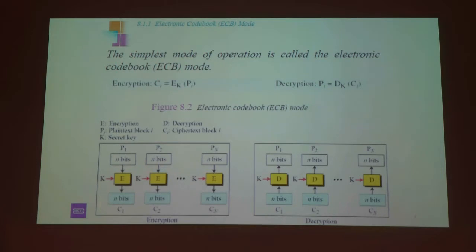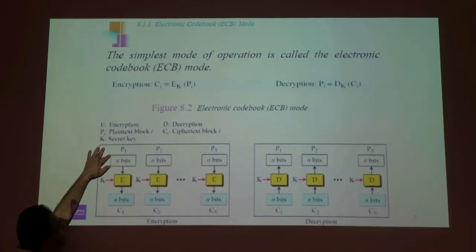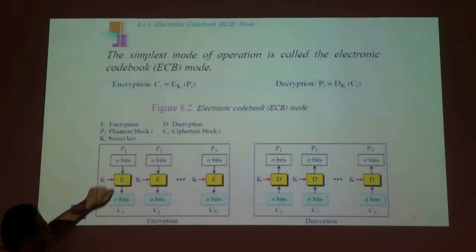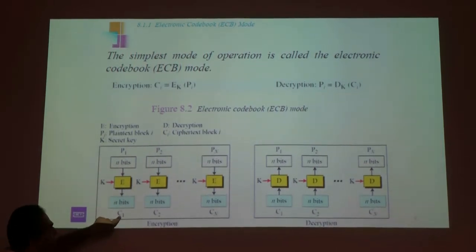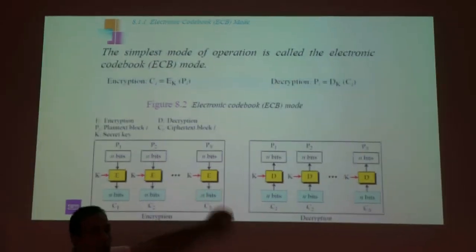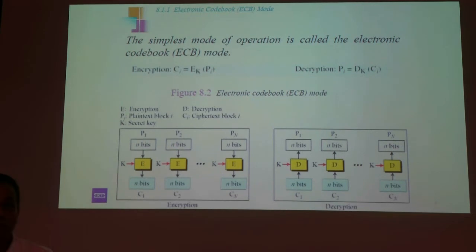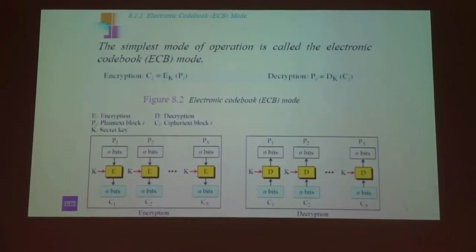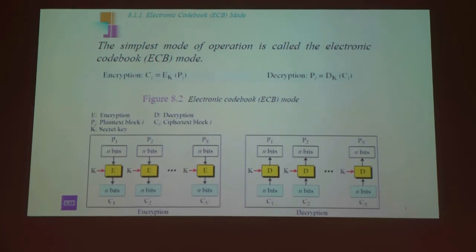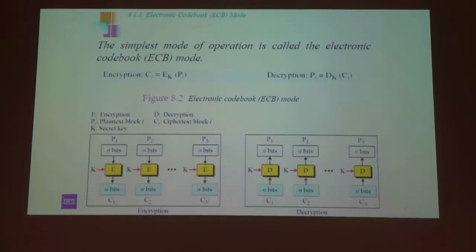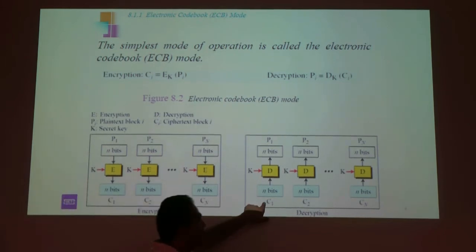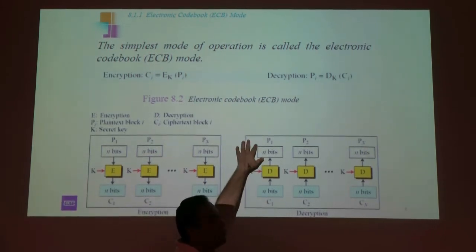All right, so the simplest mode of operation is called the electronic code book, ECB. Take a look at the figure down there. In here you have plain text, which is n bits. You have the key, encryption, n bits. You have cipher one. You keep repeating the process. Each one is independent. There is no chaining. And the reverse is the same thing: you have cipher one, decryption, same key, and you get the plain text.